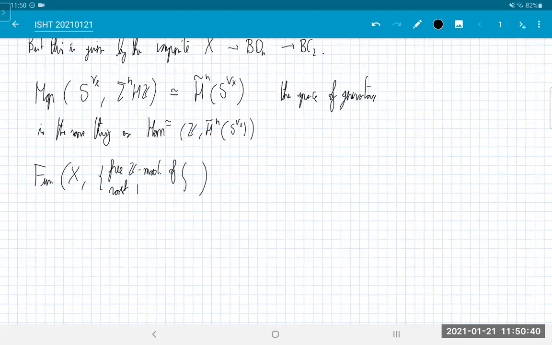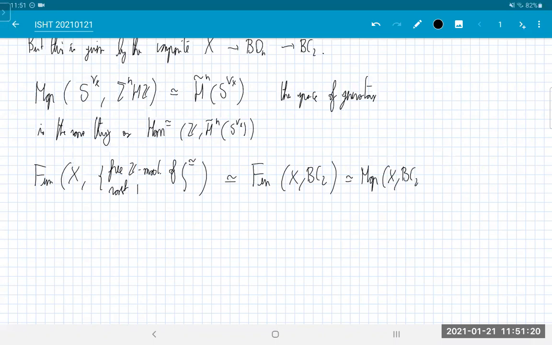And let me notice that this X is a groupoid, right? So this lands in fact in the maximal subgroupoid of this category. And so that's the same thing as Fun(X, BC2), because this groupoid is just BC2. Because if you have a free Z module of rank 1, you have only one possible isomorphism class and C2 as automorphisms. And that's the same thing as maps from X to BC2.